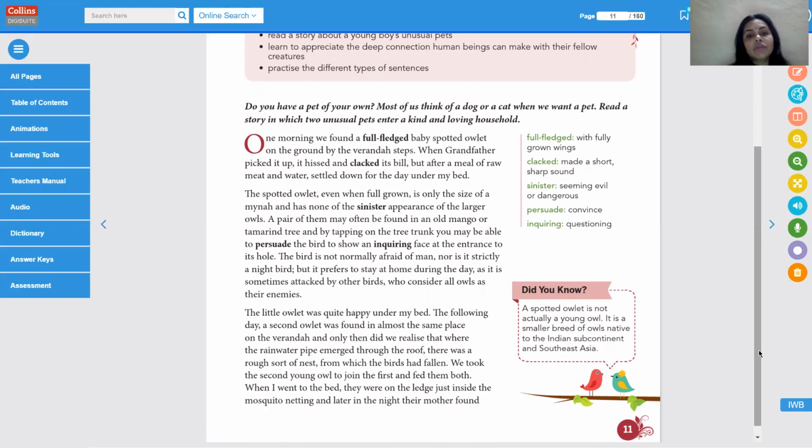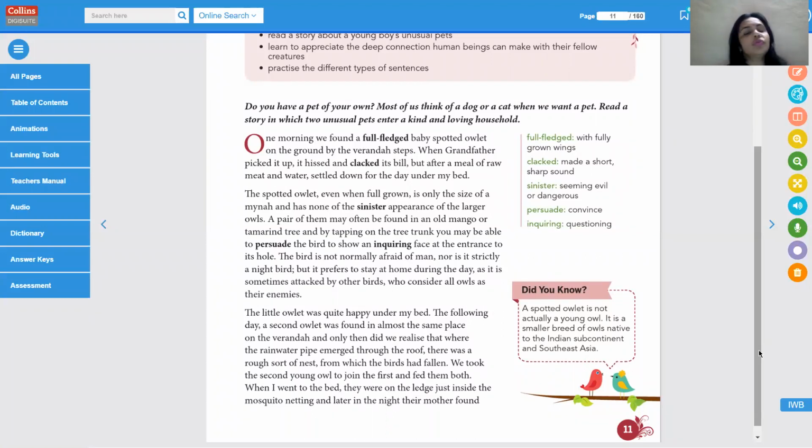One morning we found a full-fledged baby spotted owlet on the ground by the veranda steps. When the grandfather picked it up, it hissed and clacked its bill. But after a meal of raw meat and water, it settled down for the day under my bed.